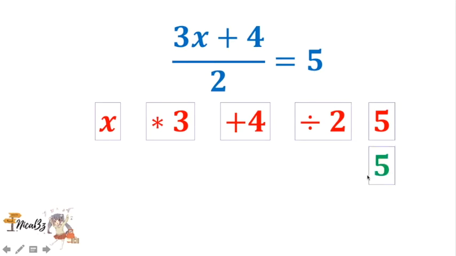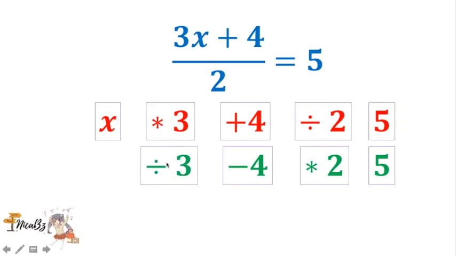So we start with 5, and then instead of dividing, we will multiply it. Instead of adding, we will subtract it with 4. And instead of multiplying, we will divide it by 3. So we can find x. Now let's try that out. So 5 times 2 is 10, minus 4, it's 6, divided by 3, the answer is 2, which is the same as the one earlier, but it's faster, right?